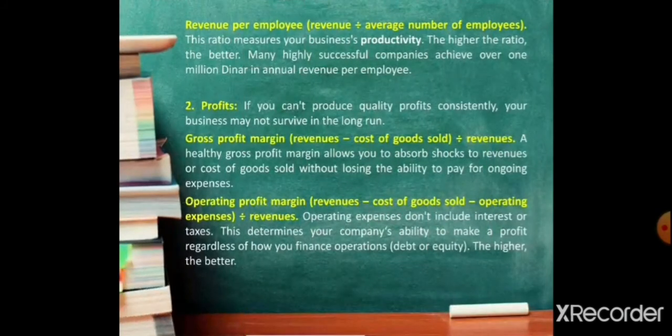Here, gross profit margin is calculated as revenue minus cost of goods sold divided by revenue. A healthy gross profit margin allows you to absorb shocks to revenue or cost of goods sold without losing the ability to pay for ongoing expenses.